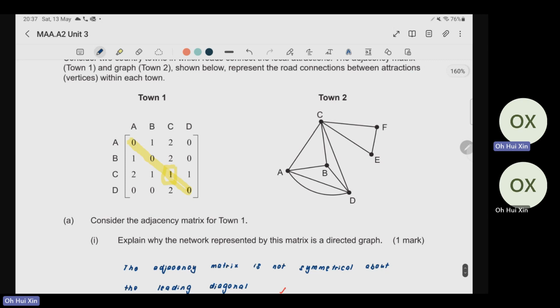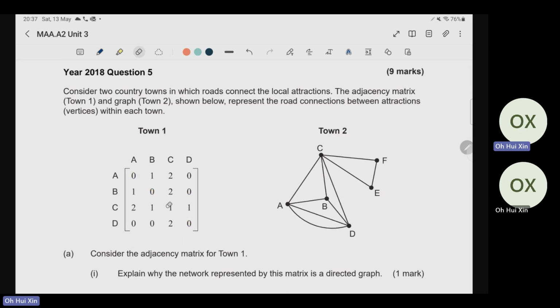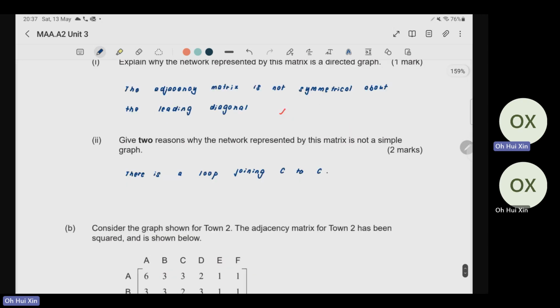Then the second one, for multiple edges, you check all the entries. You can see this, you can see this, you can see 2 here as well, and you can see 2 here as well. In this case, it means that all these are multiple edges, because there are 2 ways that you can travel from A to C, 2 ways that you can travel from B to C, 2 ways that you can travel from C to A, and 2 ways that you can move from D to C. So this is why you know that there are multiple edges here. Okay, so multiple edges.